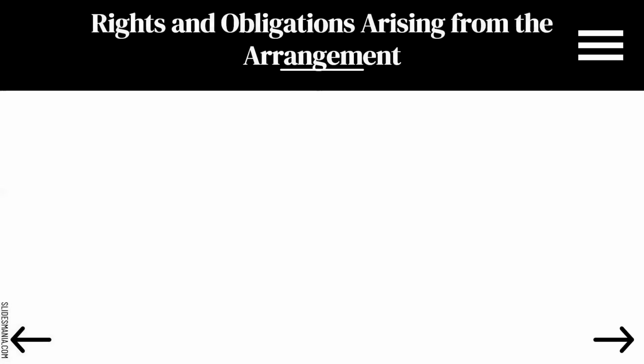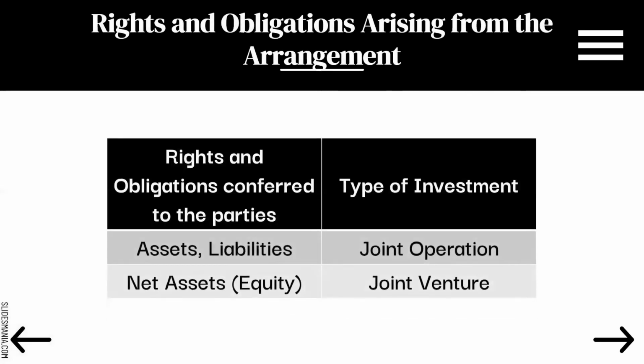Rights and obligations arising from the arrangement. So yun, sinasabi natin kanina, pag assets and liabilities, joint operation. Pero pag net assets as a whole, it is joint venture.